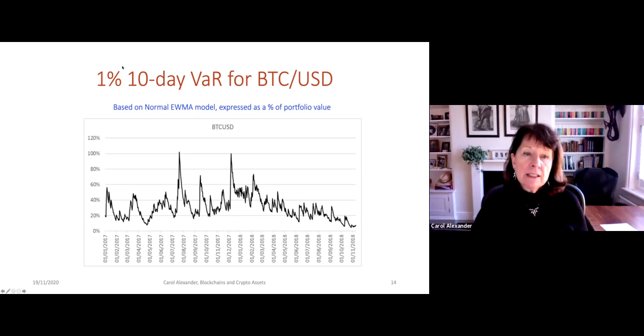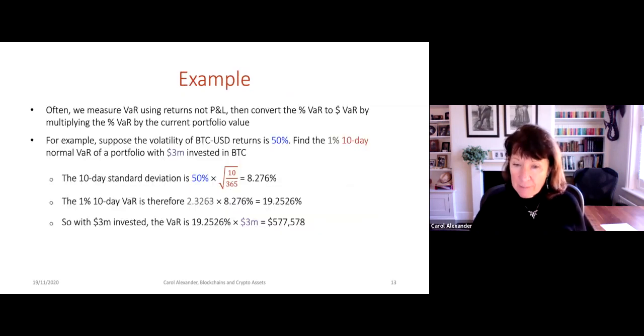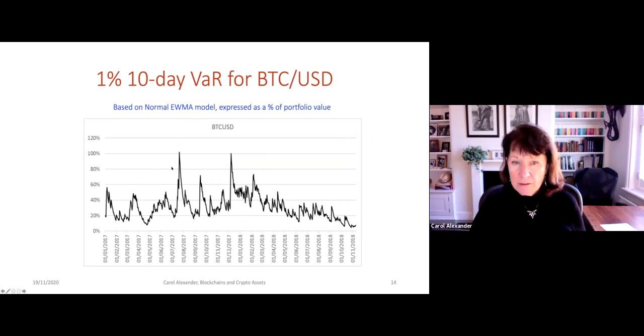So this is a 10-day value at risk for Bitcoin over this period we saw before. It looks very like the EWMA volatility because all I've done is taken that EWMA volatility and then applied that calculation to make it into a 1% 10-day VaR at every point in time. So it wasn't 50% all the time, but whatever that volatility was, I went through these calculations, just in percentage terms. So you can multiply this by any nominal you like. It doesn't have to be 3 million because this is the percentage VaR.